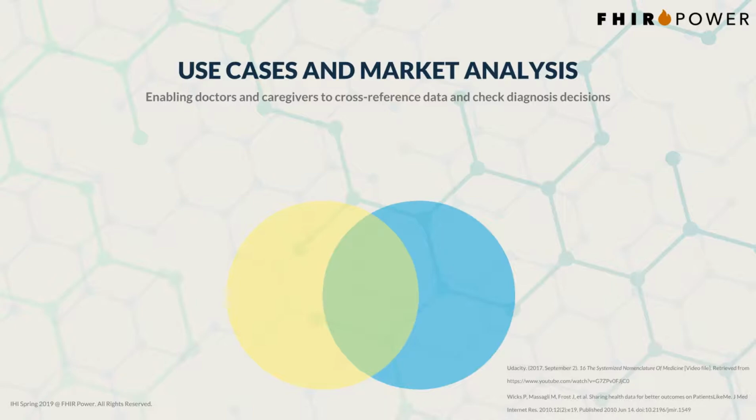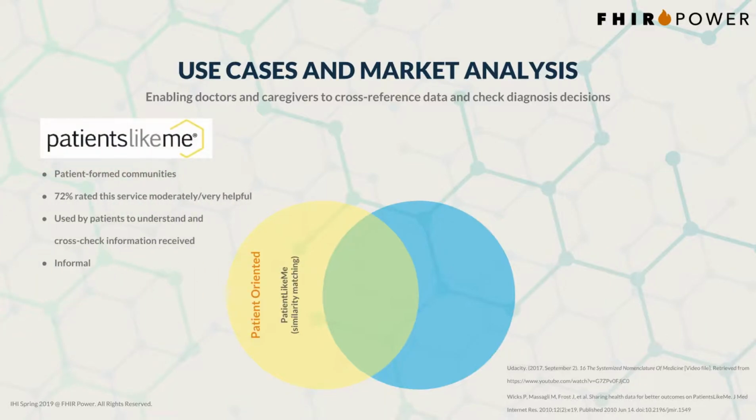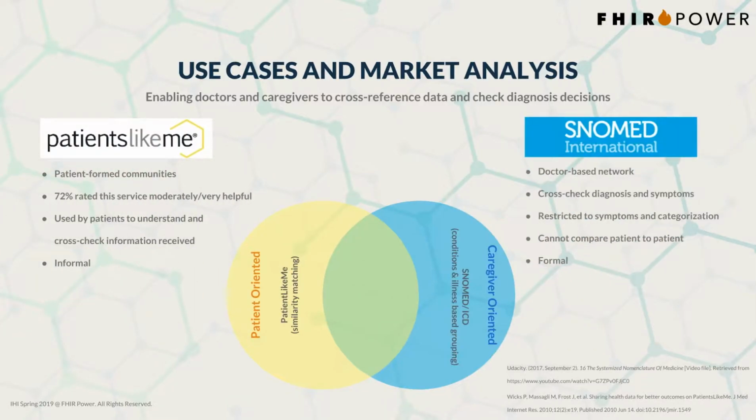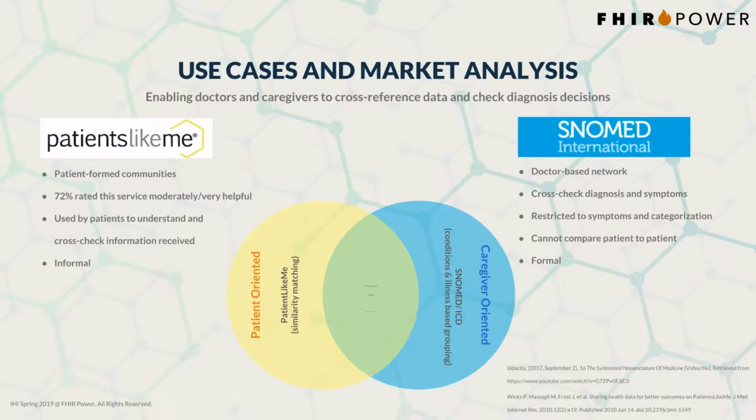Now, let's discuss the use cases and market analysis. Currently in the market, there are matching tools that empower doctors and caregivers to cross-reference data and diagnosis decisions. Both Patient Like Me and SNOMED are unique in their own way, but have their fair share of flaws. Patient Like Me focuses and enables patients by allowing them to form communities and learn with one another. SNOMED, on the other hand, provides physicians the backed research of symptoms and diagnosis, but leaves out the patients and the comparison of similar cases. Both services only provide tools for either patient or physician, but never both in one connected network.